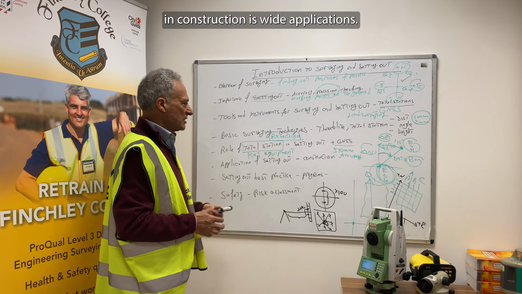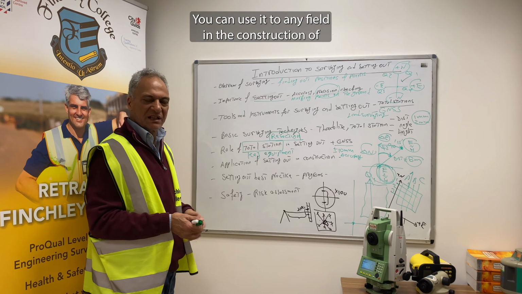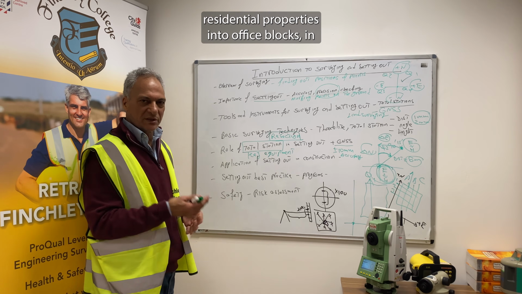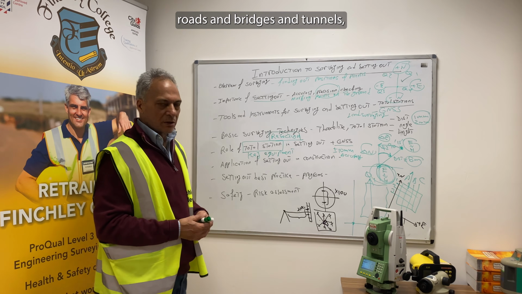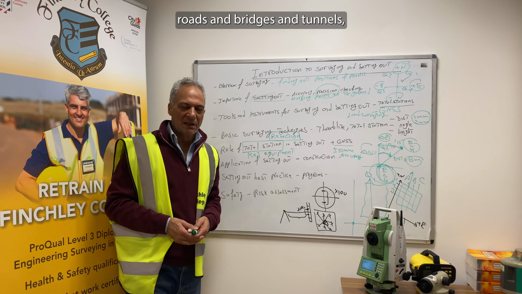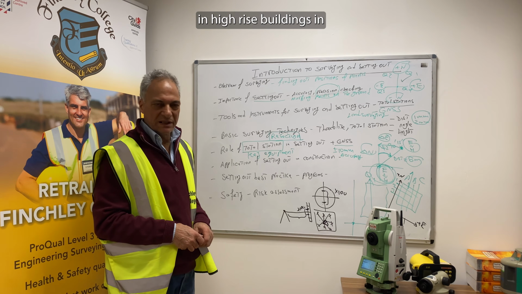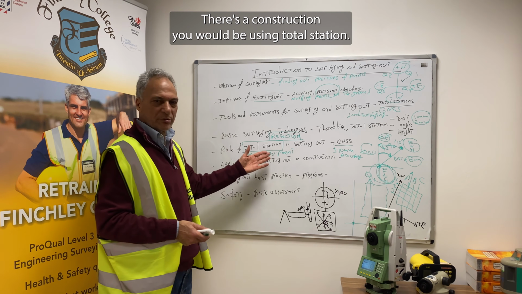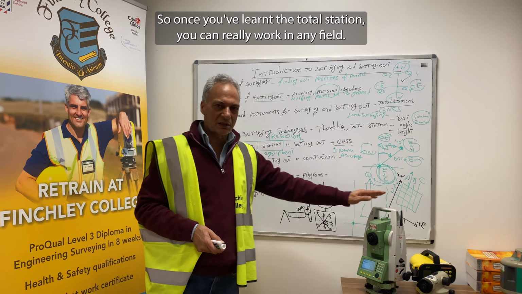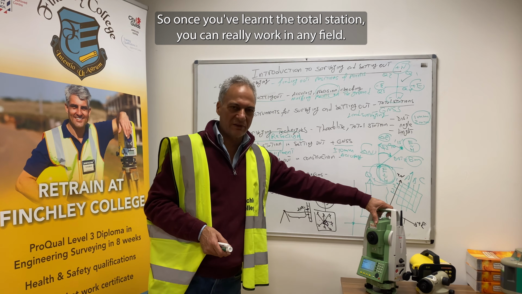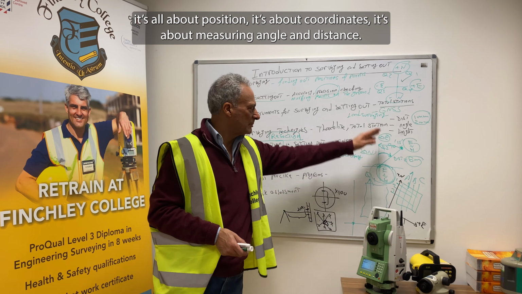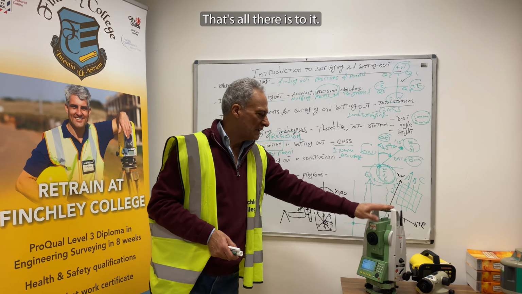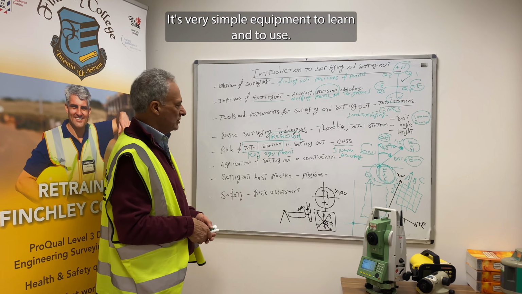So setting out has wide applications. You can use it in any field: in the construction of residential properties, office blocks, roads, bridges, tunnels, high-rise buildings, in any field. Anywhere there's construction, you will be using a total station. So once you've learned the total station, you can really work in any field. It is all about position, coordinates, and measuring angle and distance. That's all there is to it. It's very simple equipment to learn and to use.